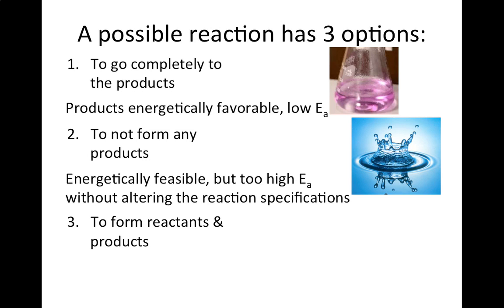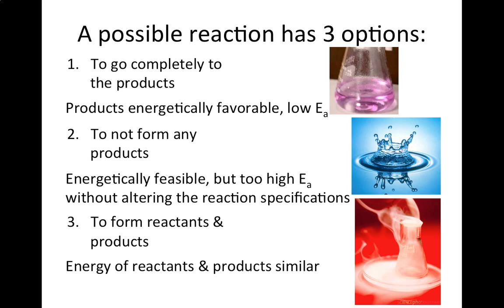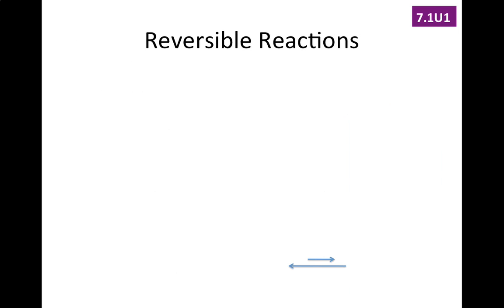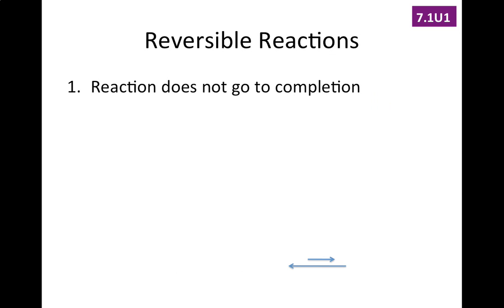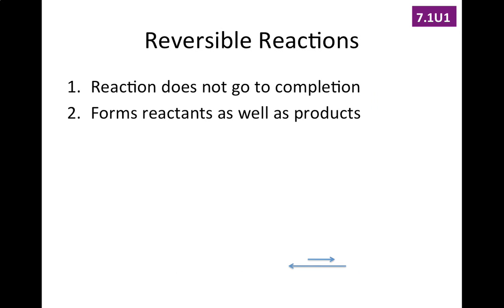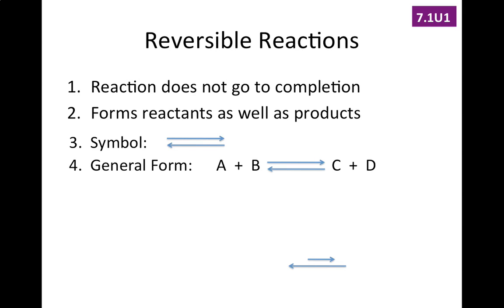My third option is that we can form reactants and products at the same time. This is my equilibrium reaction, and that's where the energy of the reactants and the products are similar. So a reversible reaction is a reaction that does not go to completion. It forms reactants as well as products. The symbol that I use is a forward arrow and a backward arrow. The general form is AB is in equilibrium with C plus D.